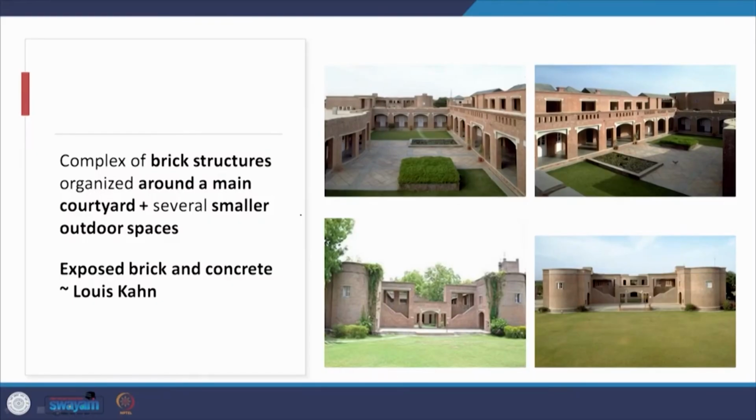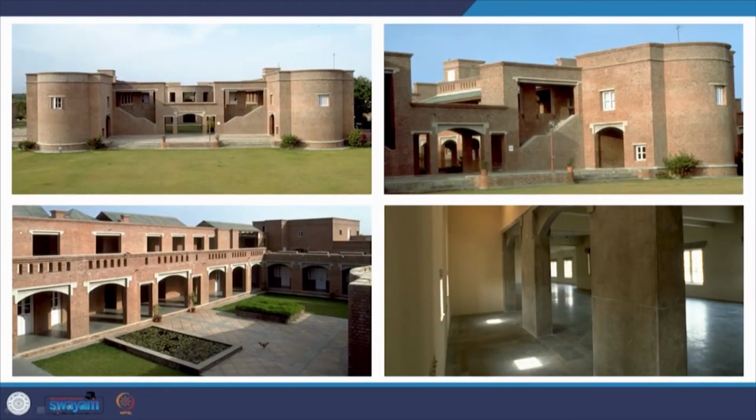It is a complex of brick structures organized around a main courtyard with several outdoor spaces. It is exposed brick and concrete as you find in Louis Kahn's work, and then there are these other elements of Louis Kahn that you find, the arches, etc., and the stark brick facade that is there, silent, unornamented, the same kind of identity as Ahmedabad, though not so monumental. These are some of the pictures of the project.